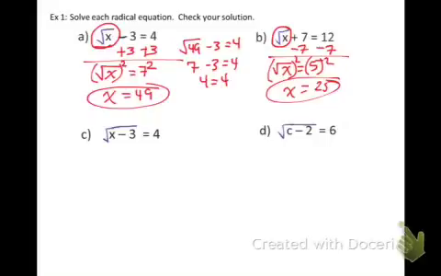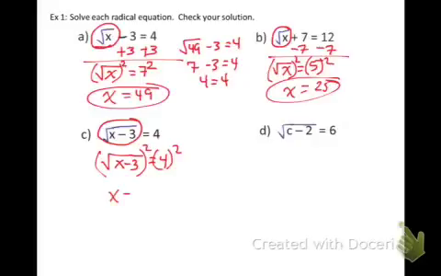Okay, C. This time you have more stuff inside the square root, but is there anything attached on the outside? Nothing, so it's all by itself. So now I have to get rid of the square root sign, and the best way to do it is to square it. So you have to square both sides. Now I have x minus 3 equals 16. And then I add 3.